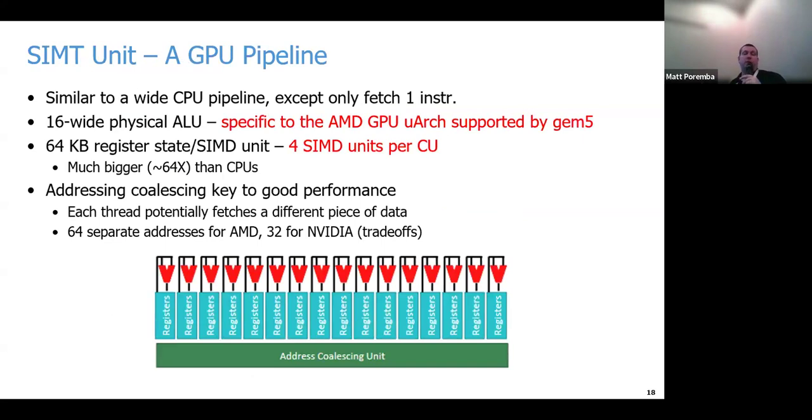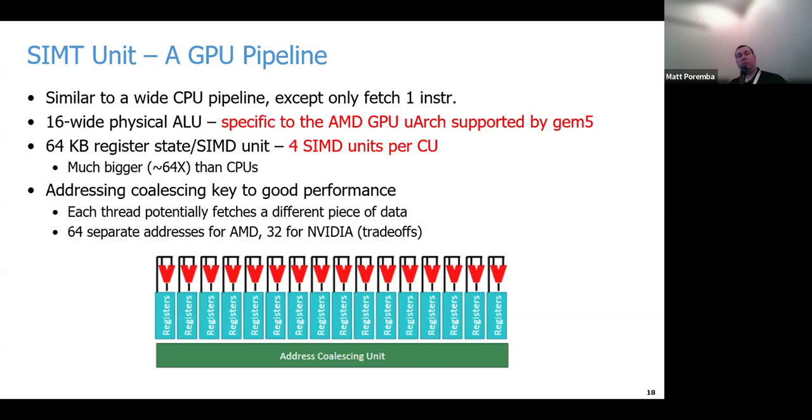The SIMT unit, you can think of it as being very similar to a wide CPU pipeline, except we're only doing it on one fetched instruction at a time. What I mean by that is, at the bottom here, you can see we have 16 different registers and 16 different ALUs above them that are being fed by those registers. Each of those 16 registers and ALUs are doing the same instruction at the same time. What's different is that because they're each accessing a different bank of the register file, they're going to be doing it on a different piece of data at that time. And because we're accessing so much stuff in parallel, we need a much bigger register file than we do in CPUs.